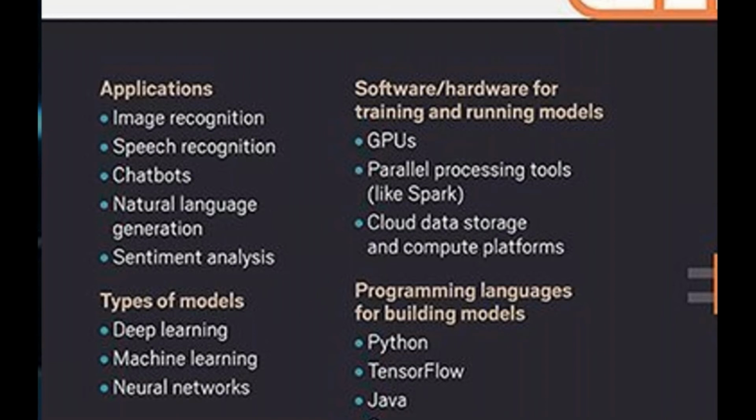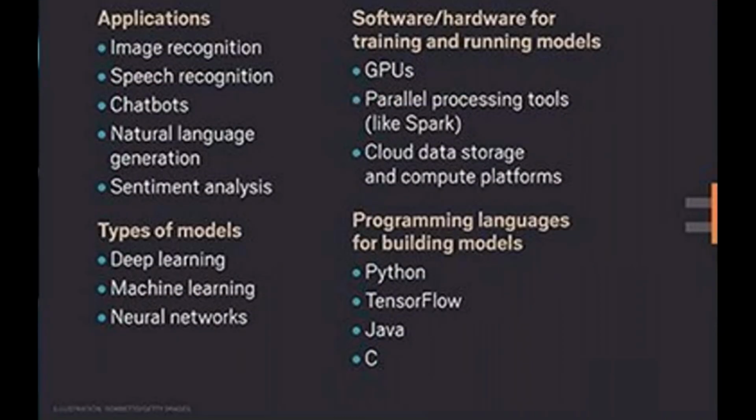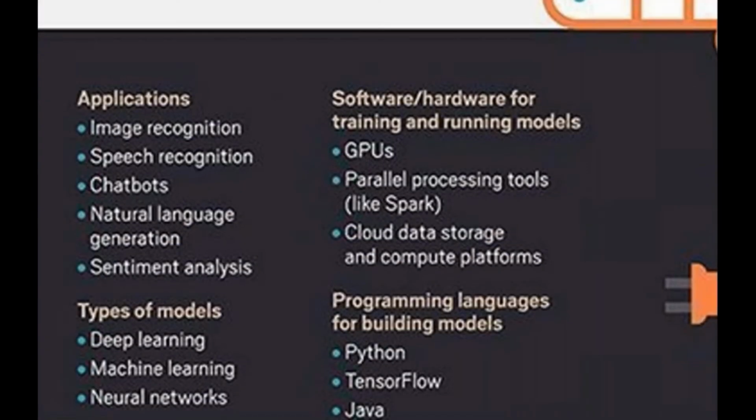And the models that are being used with AI, we have deep learning, machine learning, and neural networks. And the software or hardware for training and running models, we have GPUs, various parallel processing tools, cloud data storage, and computer platforms. The fundamental thing here, the success of AI lies on the data that you have. Unless you have access to a large volume of data and you feed the data and make your machine read the data again and again, we will not be able to give the right kind of information.